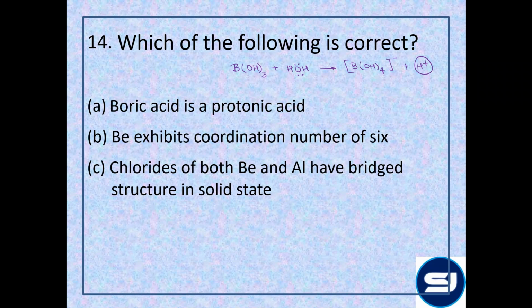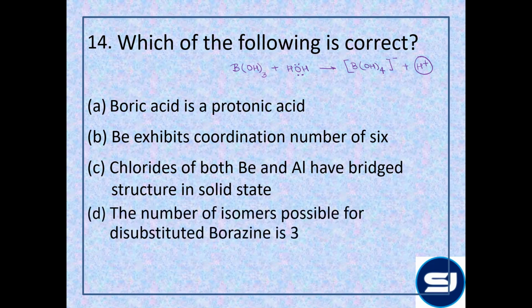Answer is C. Chlorides of both beryllium and aluminium have a bridge structure in solid state, and the bridge bond over here is not a banana bond, it is a two center 2 electron bond. It's a normal coordinate covalent bond. The number of isomers possible for a di-substituted borazine is 3. Now this is a false statement.